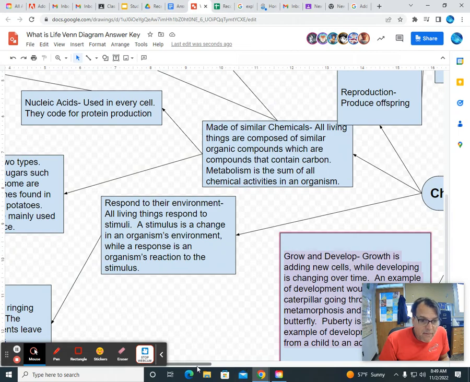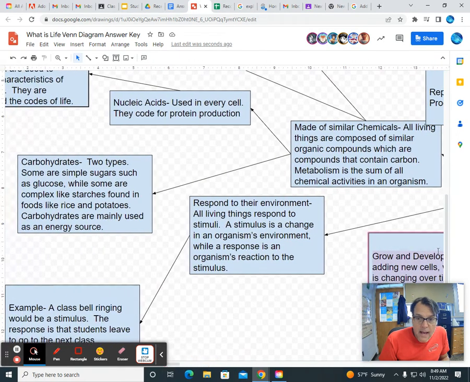All living things respond to their environments, another characteristic. An example of this, there has to be a stimulus, some kind of change in the environment. And so when the bell rings, what do you want to do? You want to get up and leave. So the stimulus is the bell, the response is getting up and leaving.